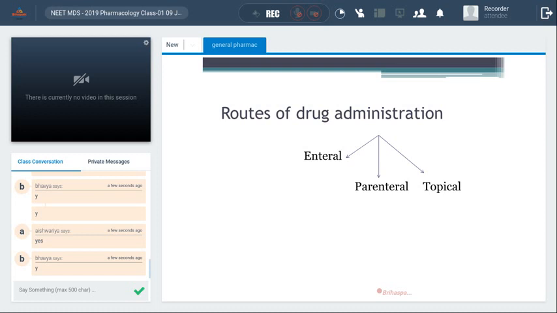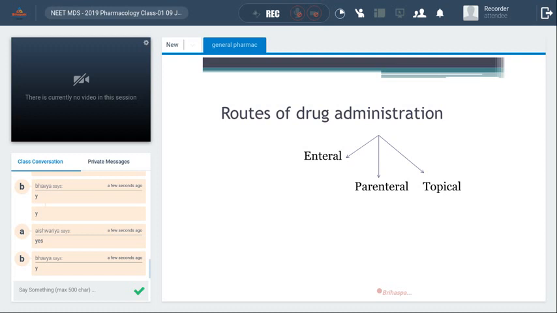Now coming to the routes of drug administration. Sometimes you take a tablet, some other time you take a syrup, some other time you go for an injection, sometimes you go for an enema, sometimes you go for an IV or IM injection. It all depends, isn't it? So the routes of drug administration are basically divided into enteral, parenteral, and topical.